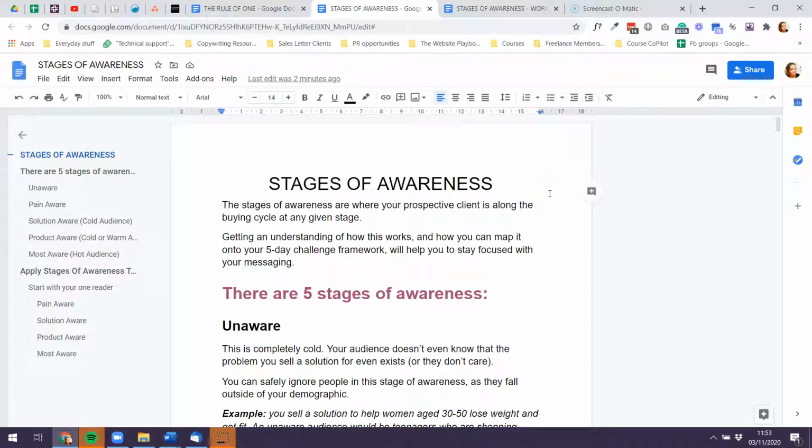Okay, so in this lesson, I'm going to be talking about something that we call the stages of awareness. When you are thinking about ideal clients, when you're trying to write sales copy to speak to your one reader, apart from knowing who they are, you also need to know where they are along the buying journey.